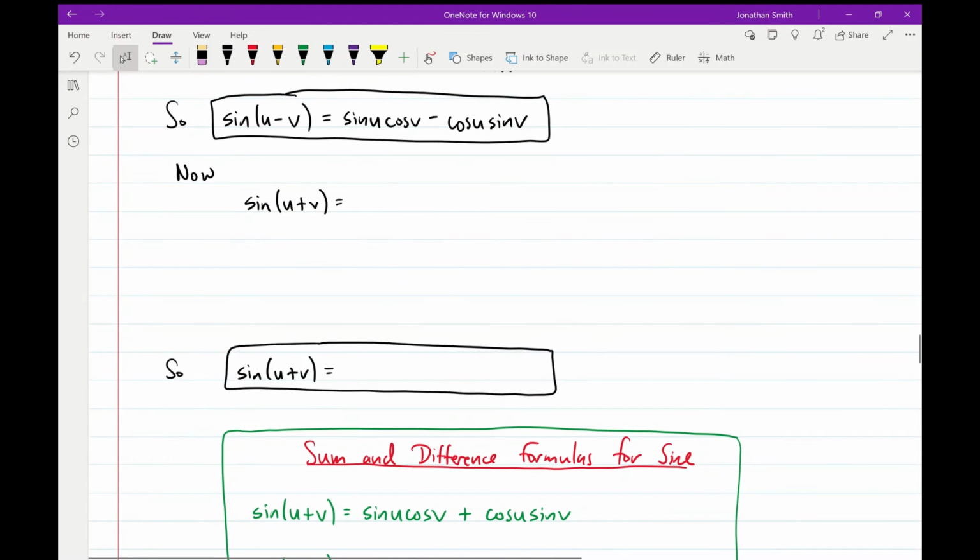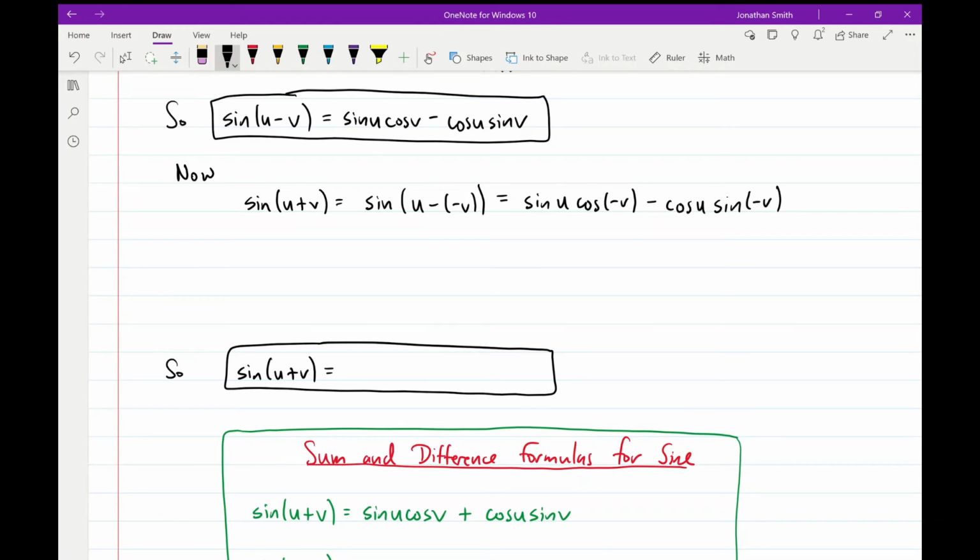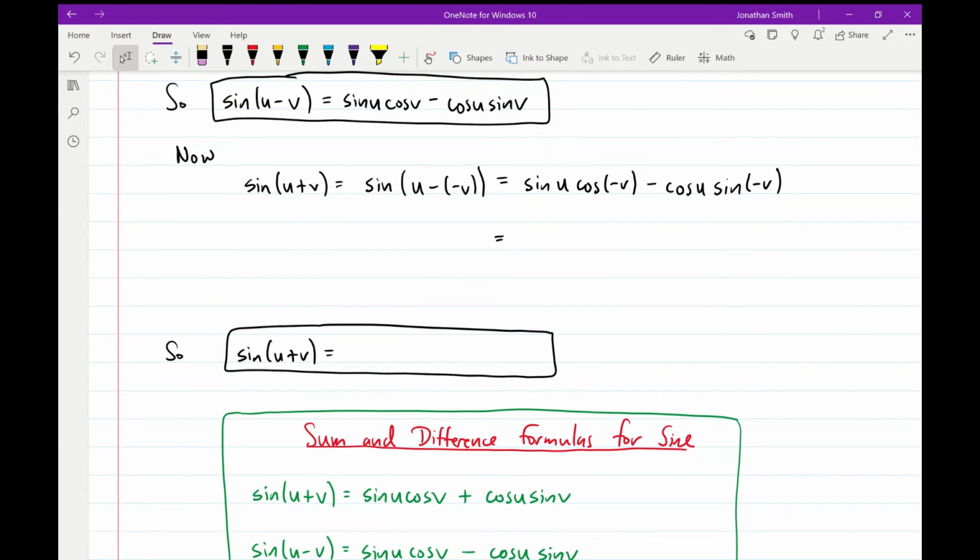We can also talk about sine of the sum of two angles. So to get this, sine of u plus v is the same as sine of u minus negative v. And now we can use this formula that we just got for sine of the difference of two angles. And we get sine of u times cosine of negative v minus cosine u times sine of negative v. And now we do a similar trick to what we did for cosine, where we recognize that cosine and sine are either even or odd functions to pull these negatives out.